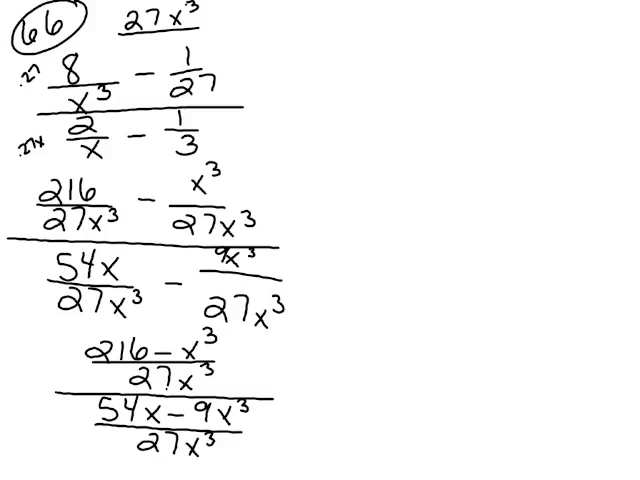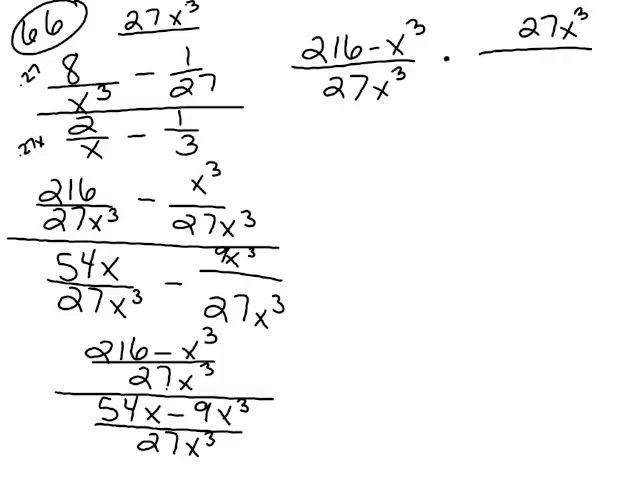Then I'm dividing fractions, so I need to flip that second term over, use the reciprocal, and multiply. So let's rewrite it. So I have 216 minus x cubed over 27x cubed multiplied by 27x cubed and then 54x minus 9x cubed. You okay so far? Okay.